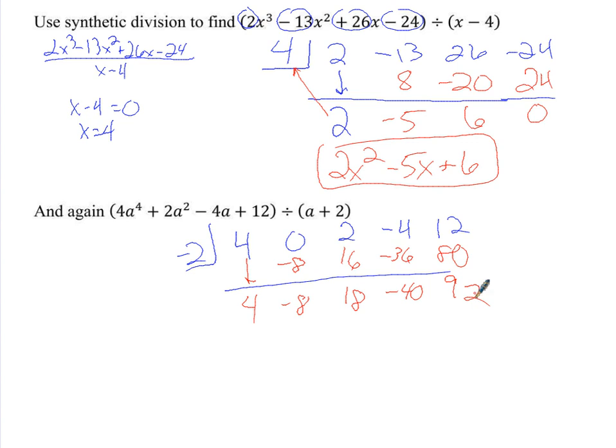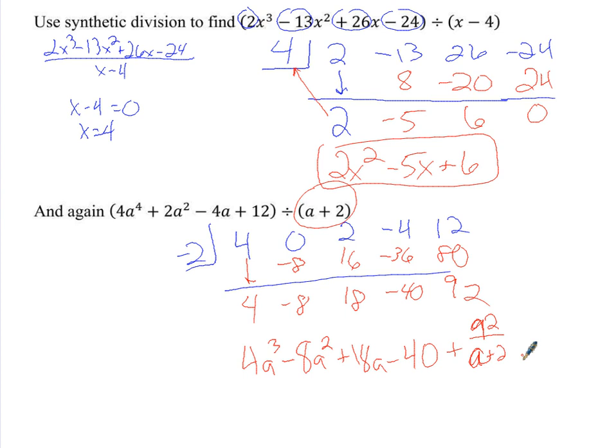Now I need to write my answer. This is not the answer. The answer will be 4a cubed. Good? Yes? Okay. Over a plus 2. So my 9 looks like an a. 92 over a plus 2. And that is the answer.